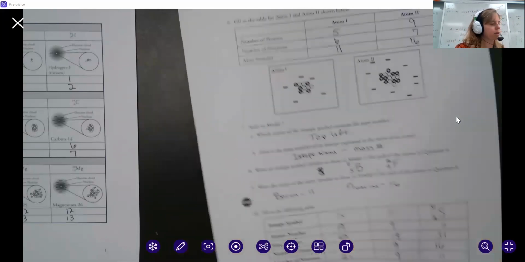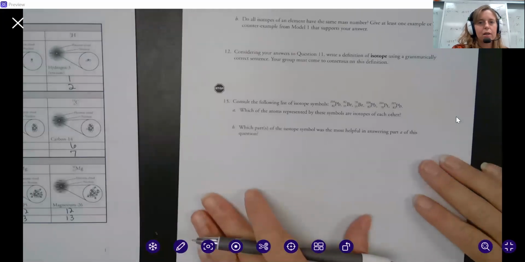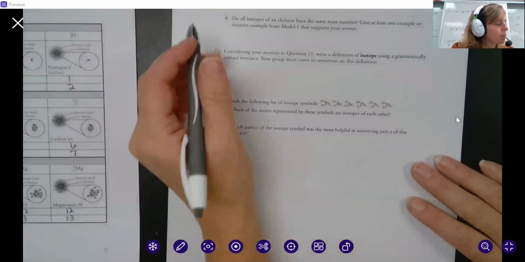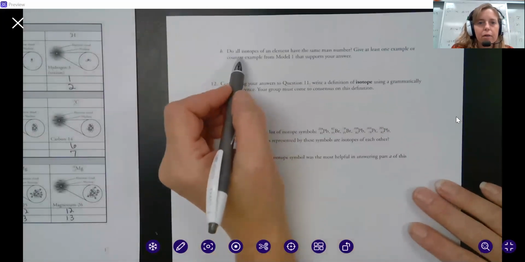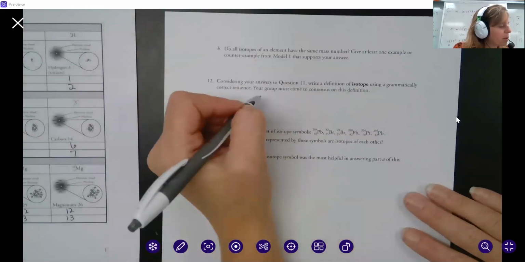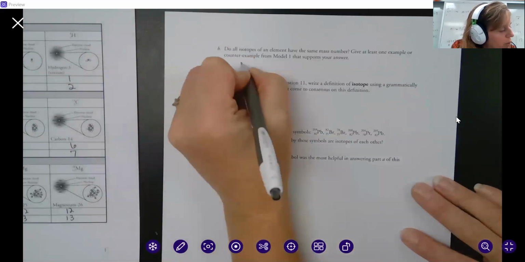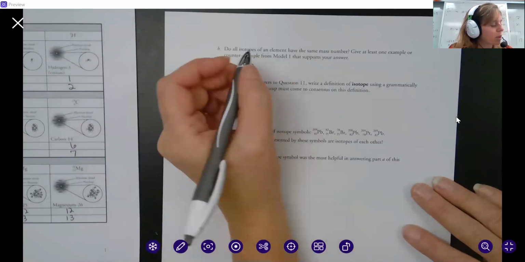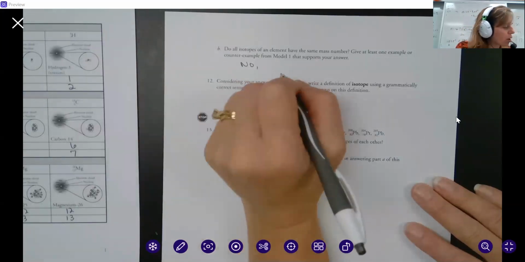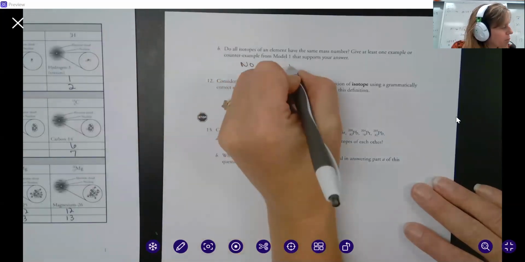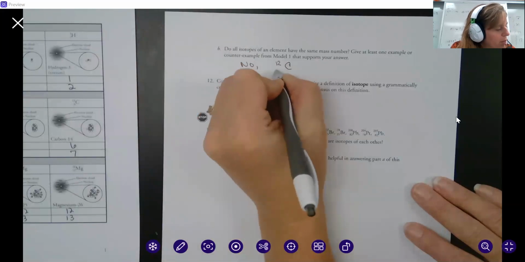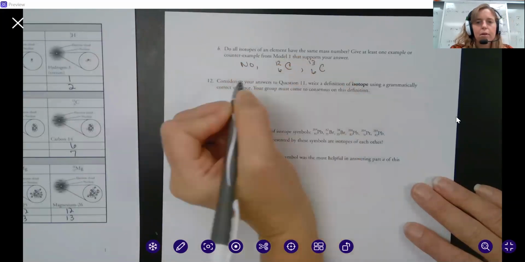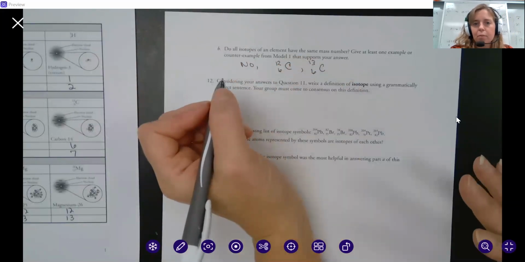So let's flip over to the back side. Considering your answers to question 11, I didn't do that, sorry, forgot part B here. Do all isotopes of an element have the same mass number? No. Give at least one example or counterexample from Model 1 that supports your answer. I'm going to use carbon. So carbon, you have carbon-12 and then you have carbon-13. See, they do not have the same mass number.